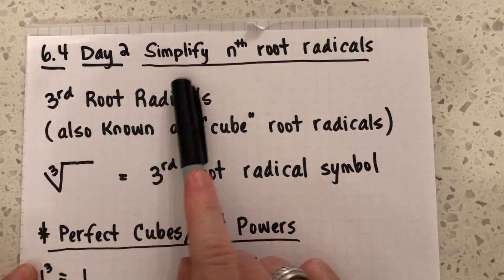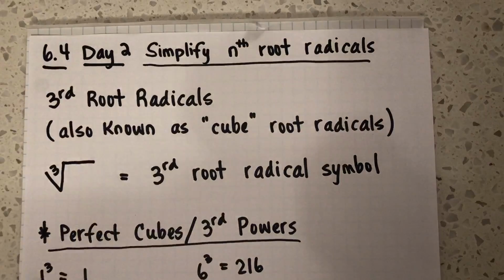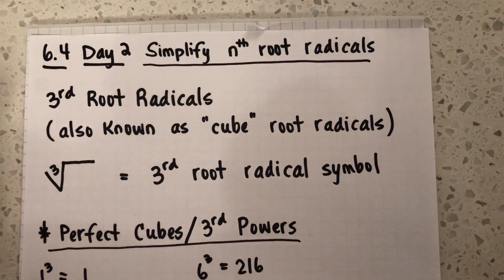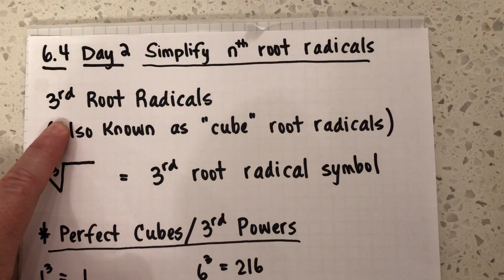6.4 is all about simplifying nth root radicals, right? So I told you there's going to be other roots that we take other than square roots. Yesterday we started with square roots to get you comfortable because they're the ones you are used to, even though you had to see it with a variable for the first time. Today we're going to focus on third root radicals, okay?